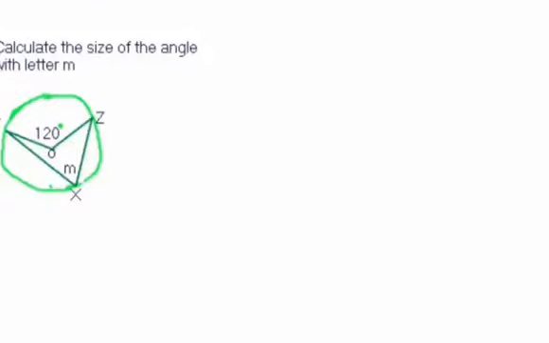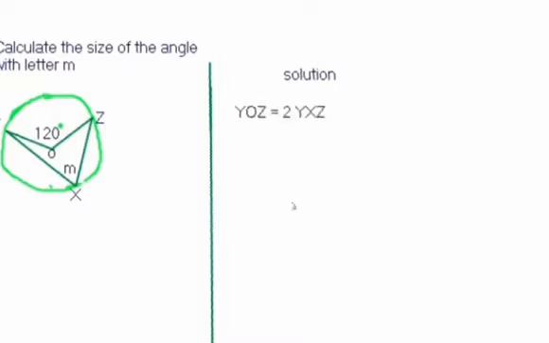Exercise 2 says calculate the size of the angle with letter M. This YZ is the arc with center O. M is the angle at X. So YZ is the arc. We want to prove that the angle at the center is twice the one at the circumference. Remember, the circumference is X. So YOZ is equal to 2 times the angle at X.